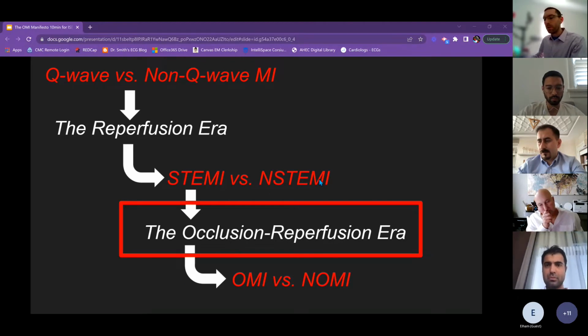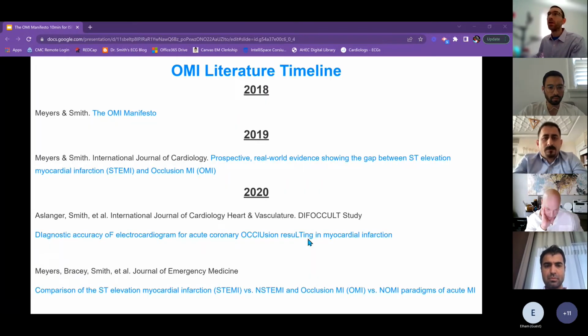And I realize this is a big suggestion. It took 30 years of research and a whole era called the reperfusion era to go from Q-wave to STEMI. And it's going to take a whole other era to get past that. And that era, I think, should be called the occlusion reperfusion era. And I think we're already in that era.